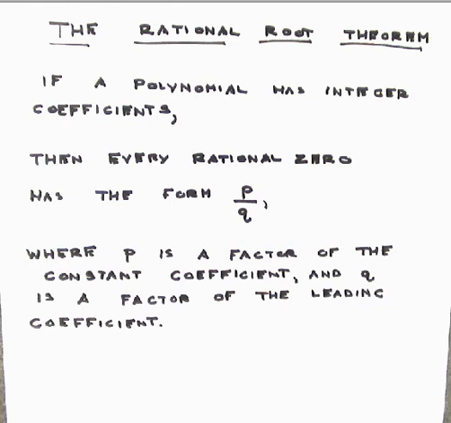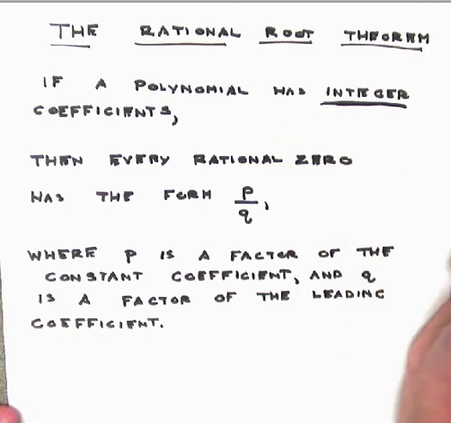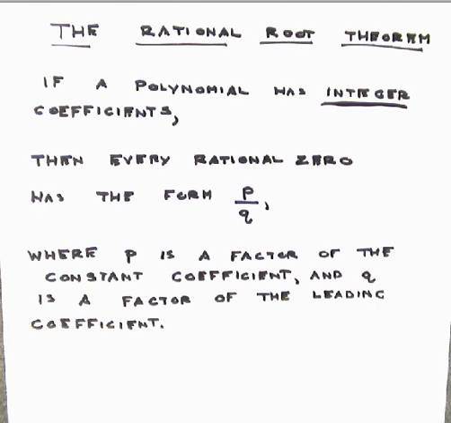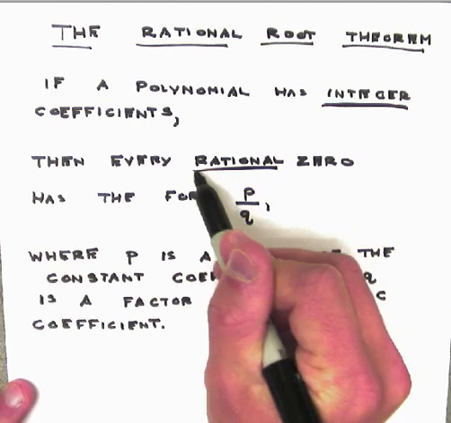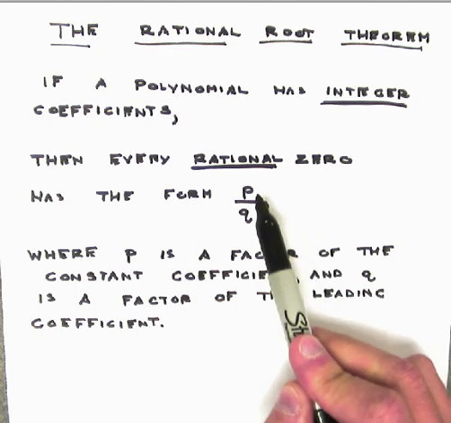Here's what it says. If a polynomial has integer coefficients, and remember, integers are positive and negative whole numbers, so -7, 6, 0, 5 are integers, but 1/2 is not an integer and a square root is not an integer, then every rational zero, meaning a number that can be written as a fraction of two integers and that makes the polynomial equal to 0, has to have this form: p divided by q.